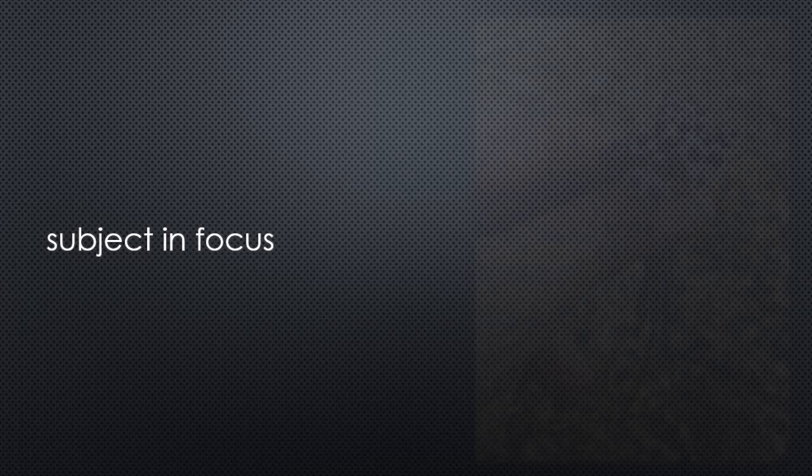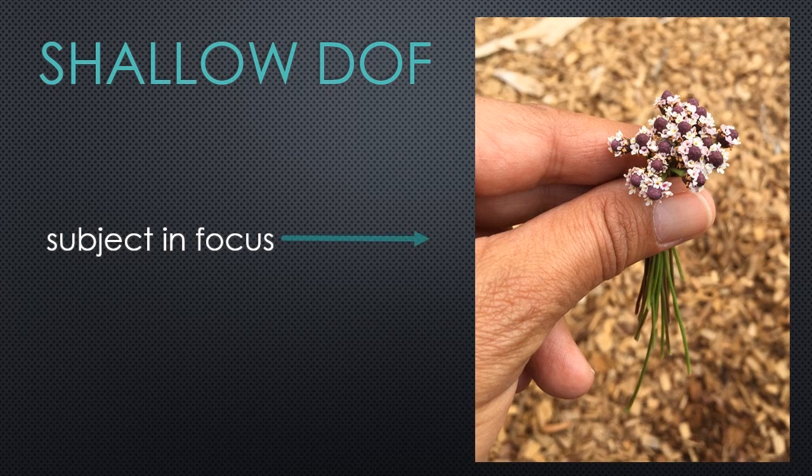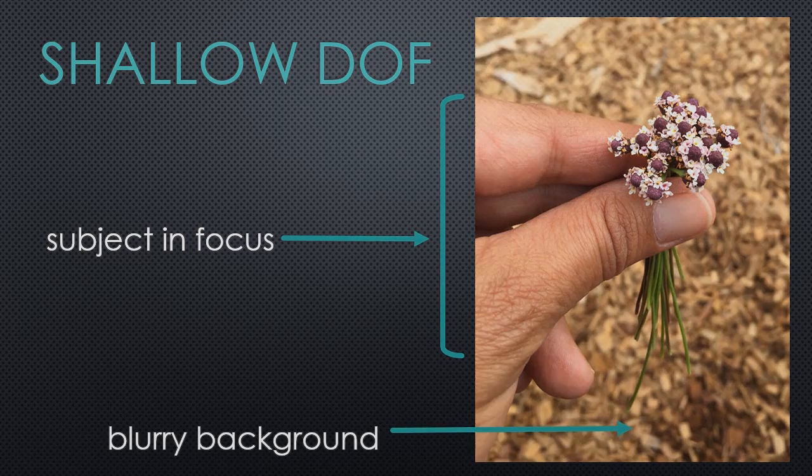For example, if you want to focus the attention of your audience on a subject and you want to make it stand out from its surroundings, then you should use a shallow DOF because the subject will be in focus and the background or context will be blurry.